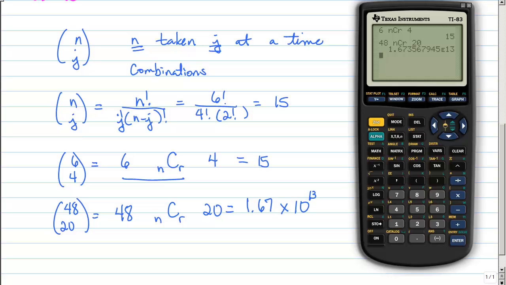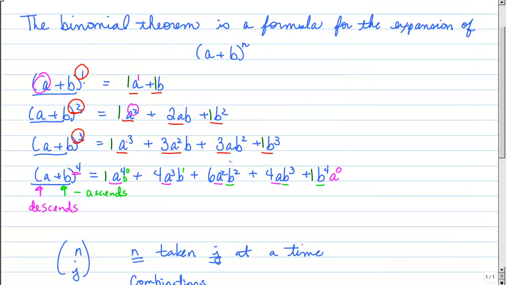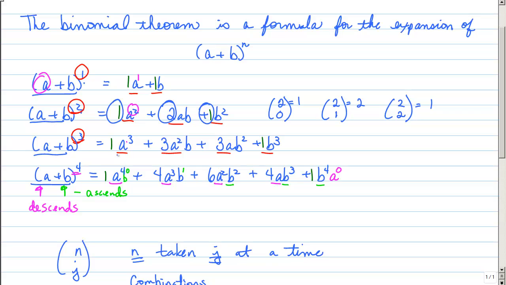So how does that relate to expanding the binomials? As we go back up here and expand those binomials, I want to look at the coefficients. This coefficient is 2 taking 0 at a time. The second coefficient is 2 taking 1 at a time, and the third coefficient is 2 taking 2 at a time. If you punch those into your calculator, you're going to get 1, 2, 1.